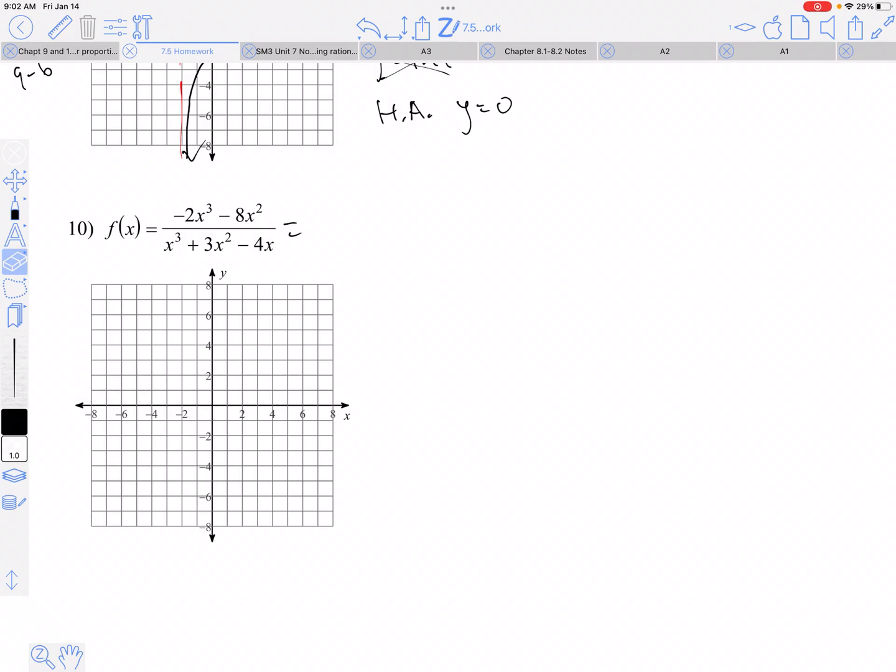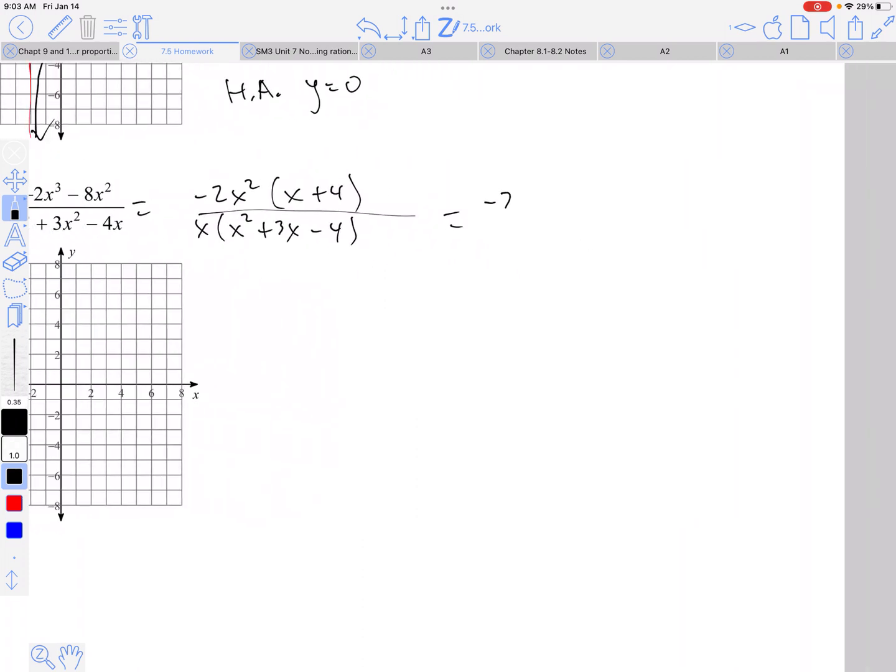Get to factoring. I'm going to pull out a negative 2x squared, which leaves me with x plus 4. Then in the denominator, there's also a GCF of x, so I'm going to pull that out of every term. But I can factor a little bit more. You can write the x squared as x times x, because I can see that an x will cancel out. That'll help me organize it a little bit more.